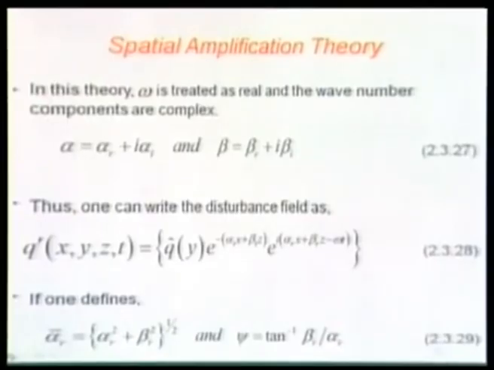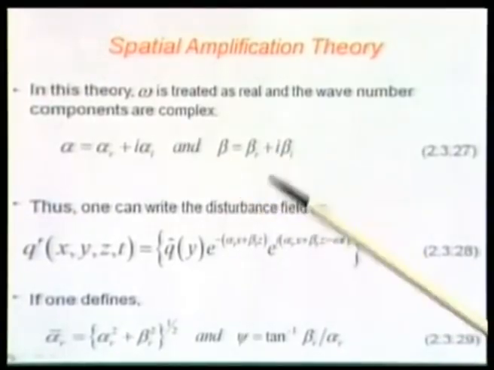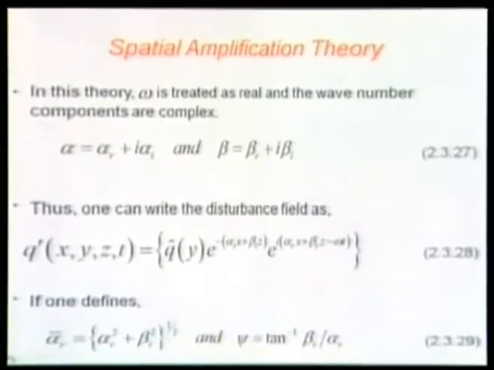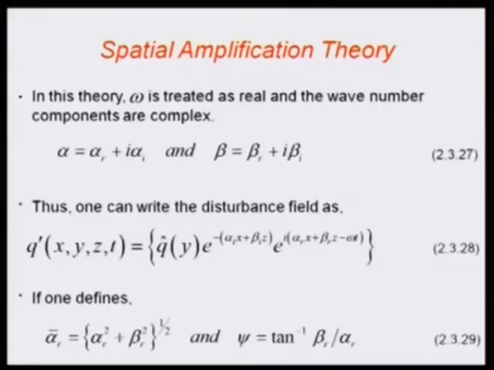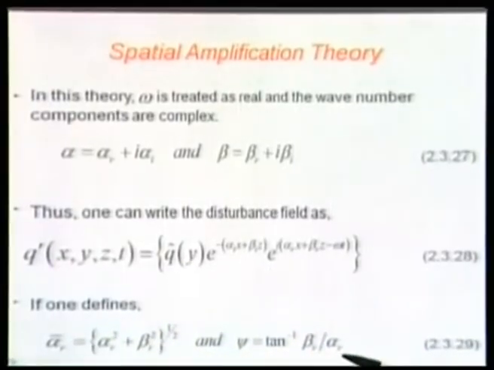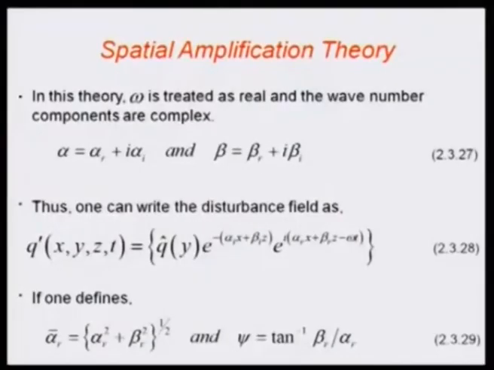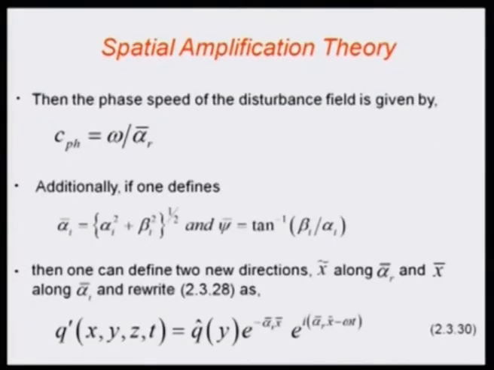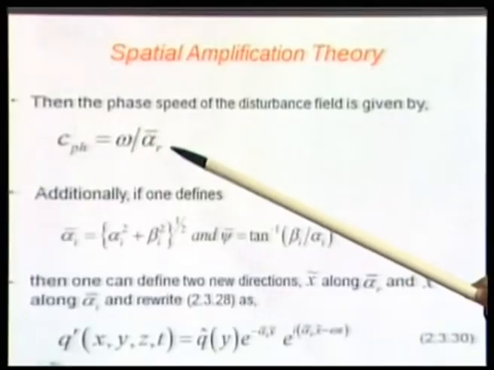Because of this complex nature of the wave number components, we can define a direction along which the phase propagates, and that is given by this alpha r bar. The amplitude is given here and the direction is given by the tan inverse of beta r by alpha r. Then we defined the phase speed as the circular frequency divided by the amplitude of the resultant phase vector, the wave number vector.